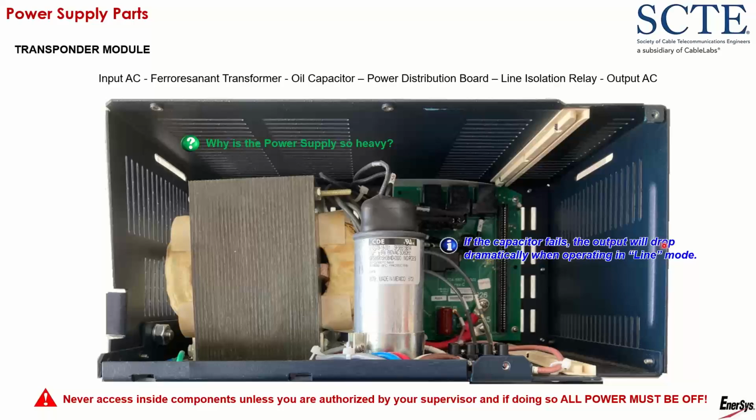If the capacitor fails, the output will drop dramatically when operating in line mode. So if this big capacitor inside of a power supply fails, when the power supply is running in line mode, running off commercial power, you will see the output drop dramatically. On an older power supply, you might see the output go from 87 volts down to 60 volts. On a newer power supply, generally it'll go from 89 volts down to around 74 volts. Okay, so if you see your output voltage drop dramatically when the power supplies are off commercial power, it's probably because the capacitor has failed, gone out.